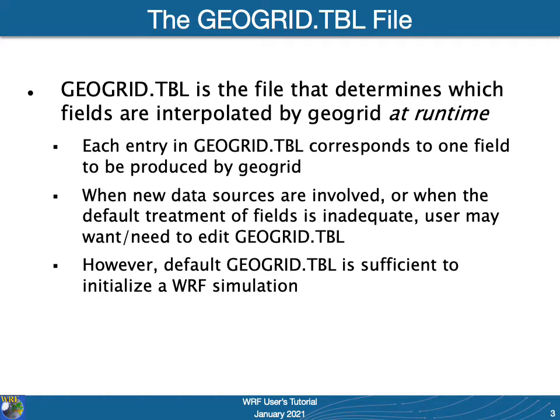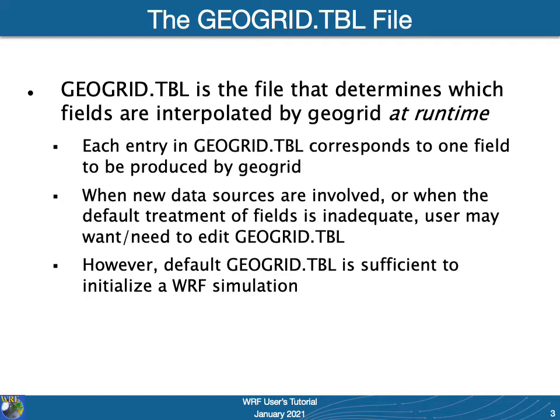So starting right in with the geogrid.tbl or geogrid table file. The geogrid table file is a file that's used by the geogrid program to determine which static fields it needs to interpolate to your model domains at runtime. And that is the key here, that if you make changes to the geogrid table file, you don't need to recompile the code. You can just rerun the geogrid program.